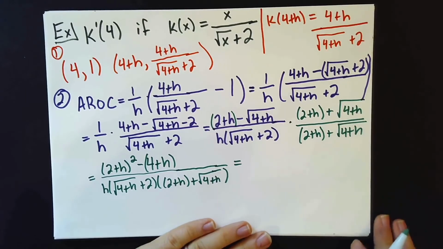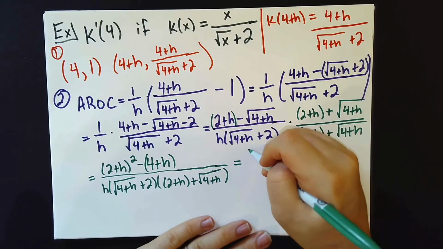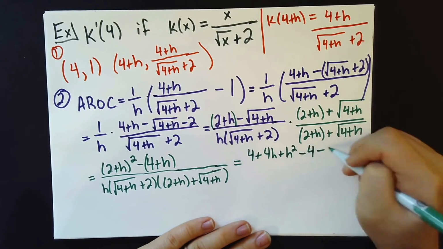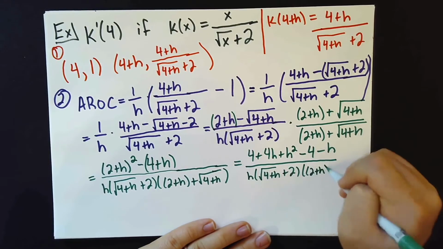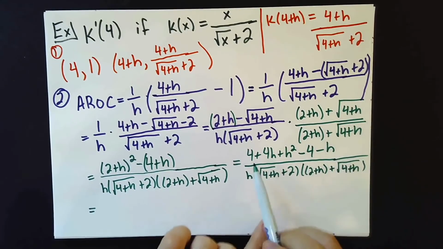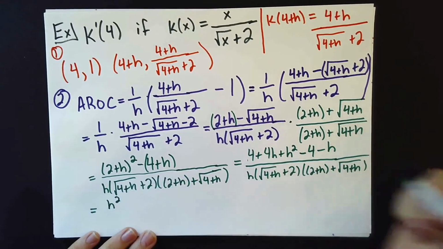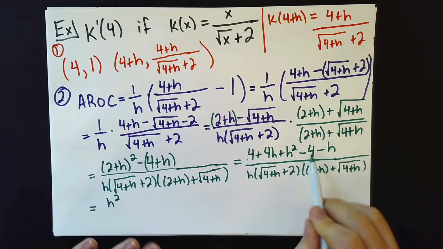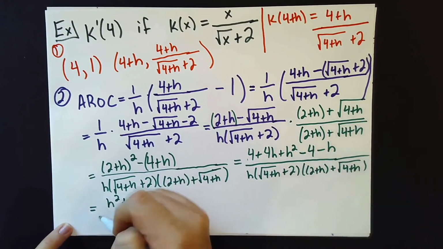Okay, this is going to require a bit more surgery, so I need to multiply this out. The 4 and the minus 4 cancel. I have an h squared, and then I have a plus 3h. That's what's left there in the numerator.